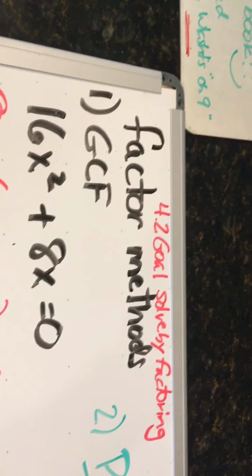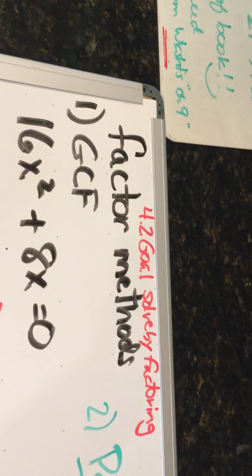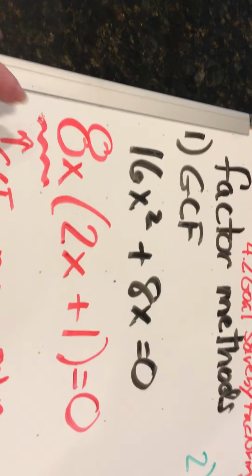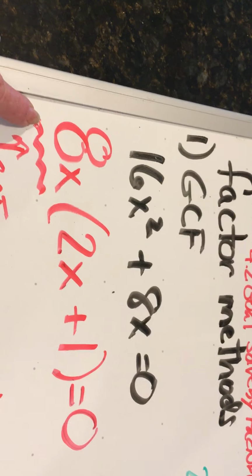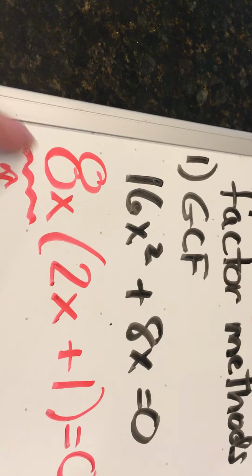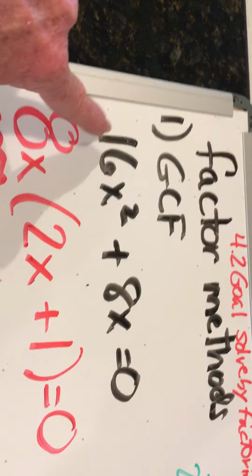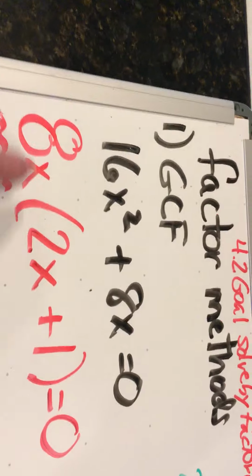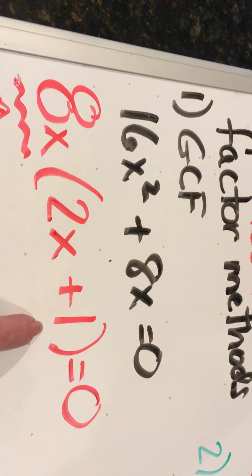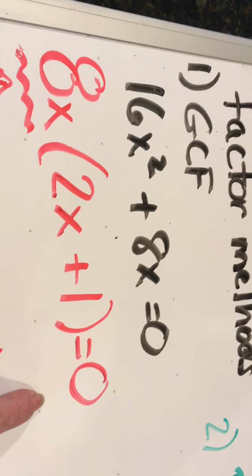First way you're going to be working on and always look for is the greatest common factor. 16x squared plus 8x. Greatest common factor is 8x. When I factor out 8x, what do I multiply 8x by to get to 16x squared? I multiply it by 2x. 8x times 2x gives me my 16x squared. 8x times what gives me my 8x? It would be 1. So 8x times the quantity 2x plus 1 equals 0 is its factored form.